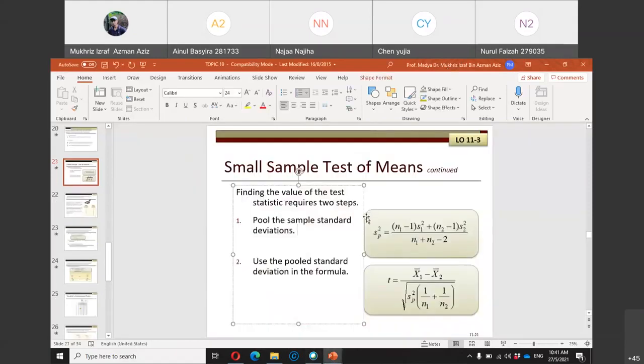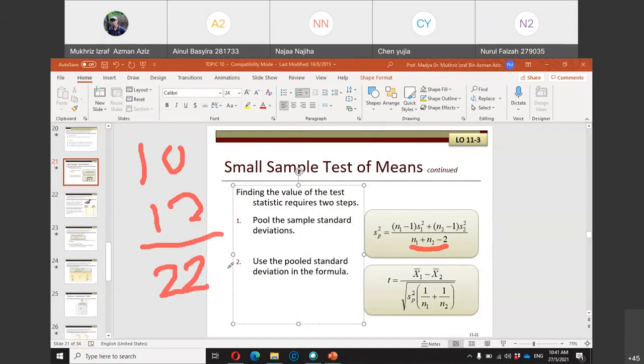But for two sample tests, because you have two samples, your degrees of freedom now will be N1 plus N2 minus 2. So let's say N1 is 10, N2 is, let's say, 12. So the sum of both will be 22.